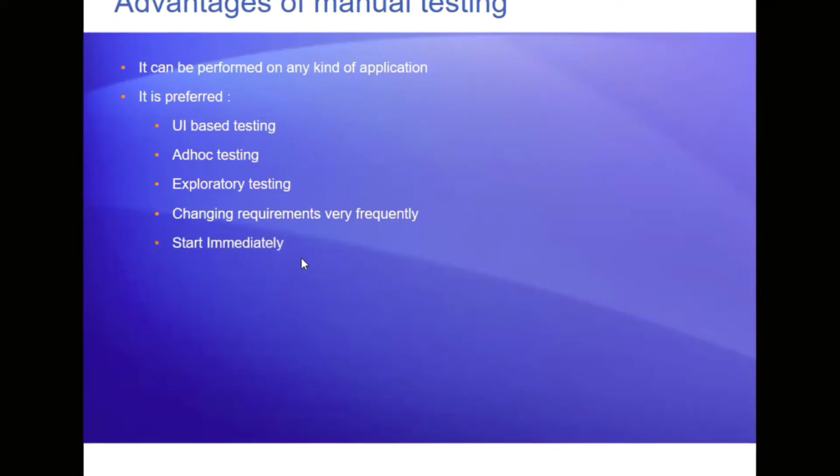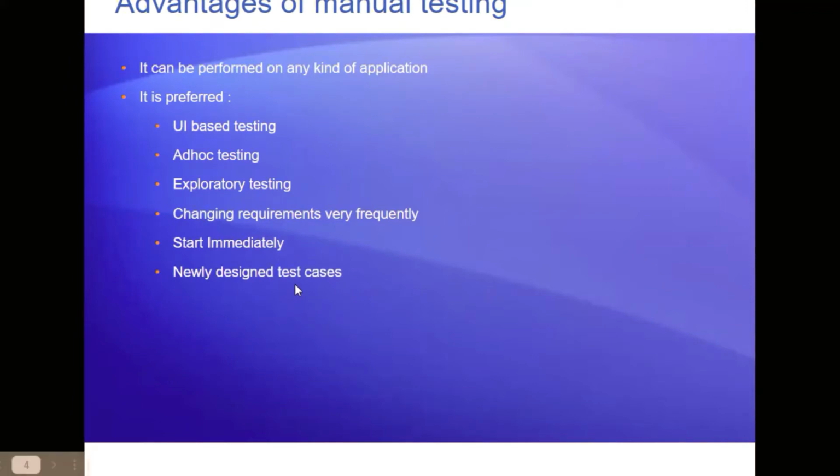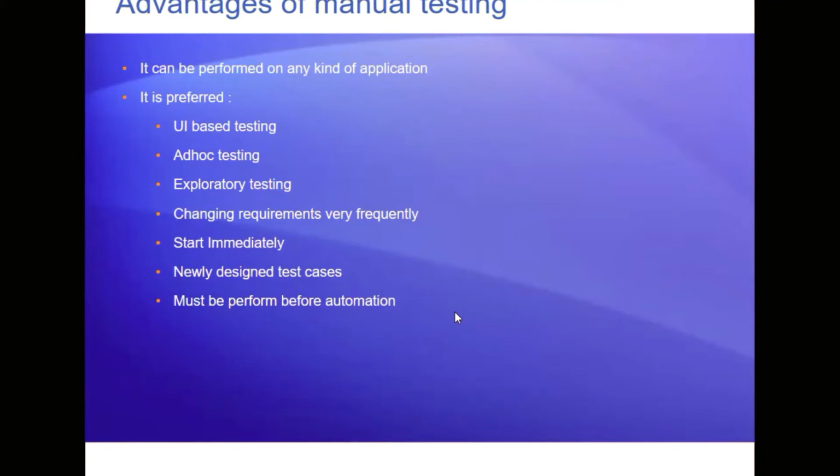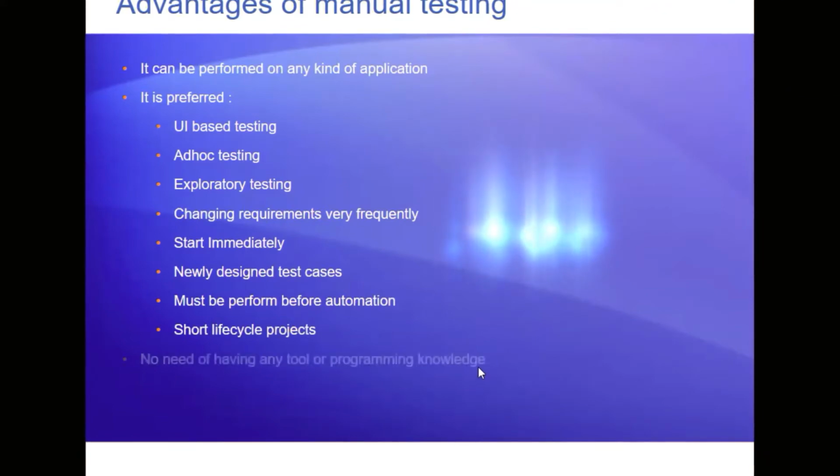We can start immediately. Once the build is ready, we can start executing our manual test cases. But coming to automation, we can't start immediately. We'll spend some time getting our scripts ready. For newly designed test cases also, manual testing is preferable, because we need to execute them immediately, and it must be performed before automation. To go with automation, manual testing must be performed at least once on the application. For short life cycle projects also, manual testing is an advantage.